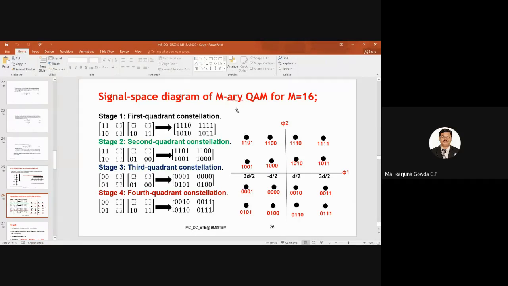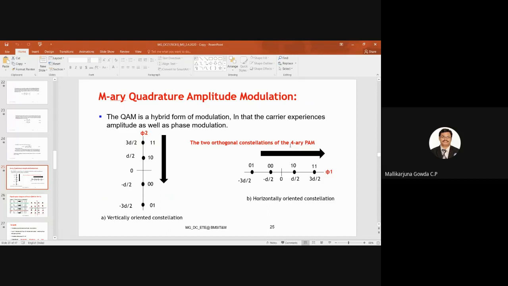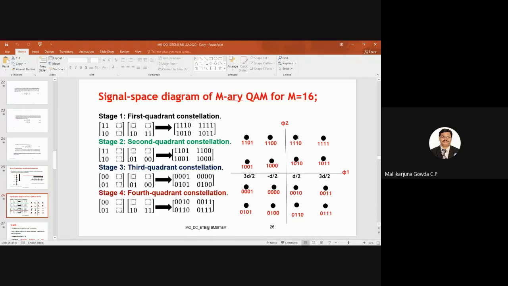This is for M array QAM. How do I get this M array QAM when M is 16? When M is 16, what is the value of L? L is equal to square root of M, and square root of 16 is 4, right? So that is why there are 4 bits per symbol. In the previous example, I said 4 array PAM. Here I'm taking M is equal to 16. So let me show how I get this signal constellation diagram.